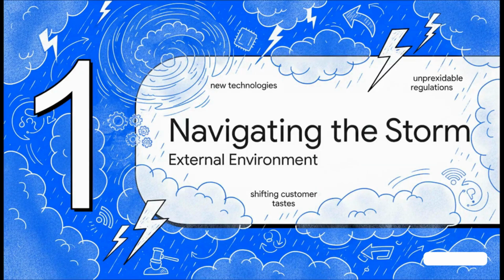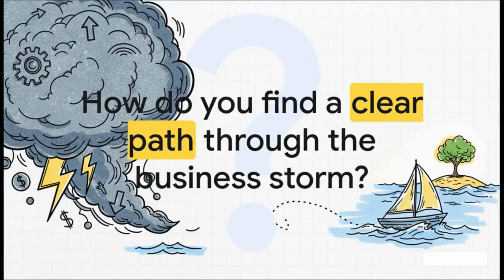Think about it. Every business operates inside a much larger ecosystem. It's like being in a storm of forces you just can't control. New tech, shifting customer tastes, crazy new regulations, and the first job of any strategist is to learn how to navigate that storm. So here's the big question: when you're facing all of that, how do you possibly steer your company safely and find a clear path to success? It's not about just hoping for good weather, it's about really understanding the storm itself.